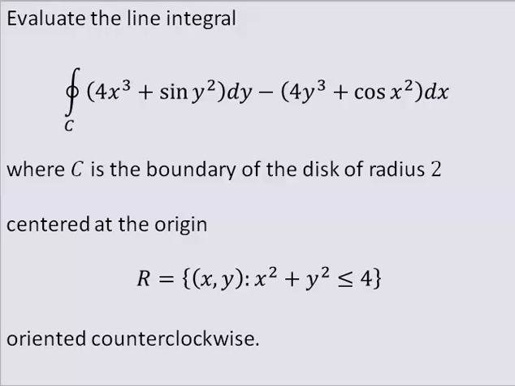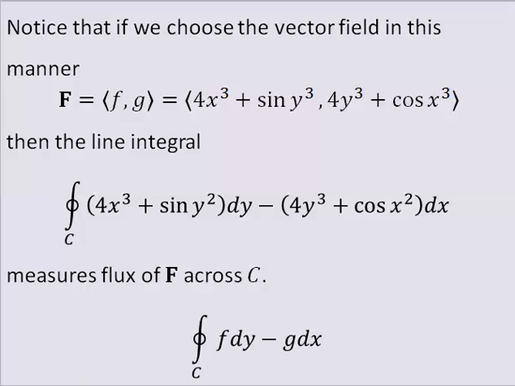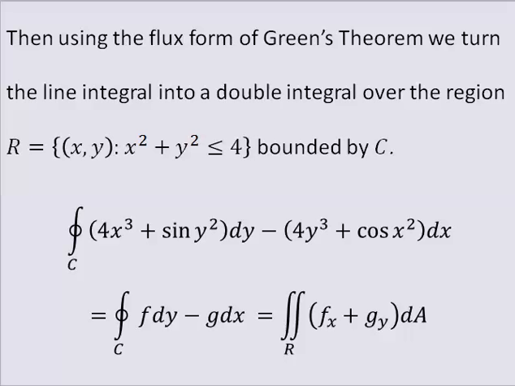Let's evaluate this line integral where C is the boundary of the disk of radius 2 centered at the origin. And let's assume that C is oriented counterclockwise. Notice that if we choose the vector field in this manner, then the line integral is a measure of the flux across the curve that contains our region. So we can use the flux form of Green's theorem to turn the line integral into a double integral over the region bounded by our curve.